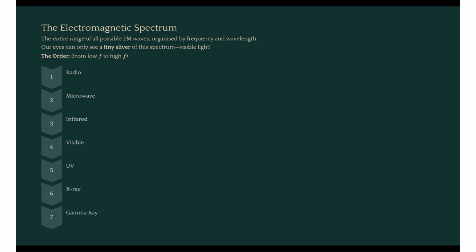We've organized them all into one big chart, from lowest frequency to highest. This is the electromagnetic spectrum. It includes everything from radio waves that are miles long to gamma rays that are smaller than an atom. And that tiny, tiny sliver in the middle, that's the only part we can see. We call it visible light.